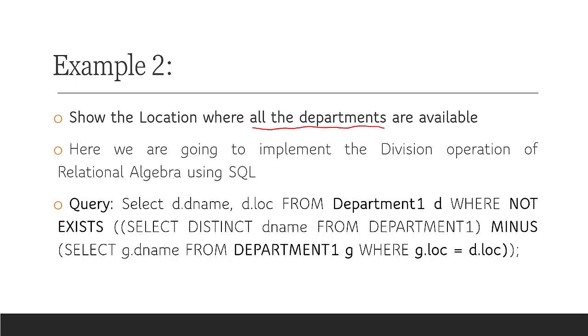When the query is dependent on the all value of a particular attribute, you need to understand this will be similar to the division operation of relational algebra. Now in this query we are going to perform the division operation of relational algebra using SQL. Now what does the division operation do?